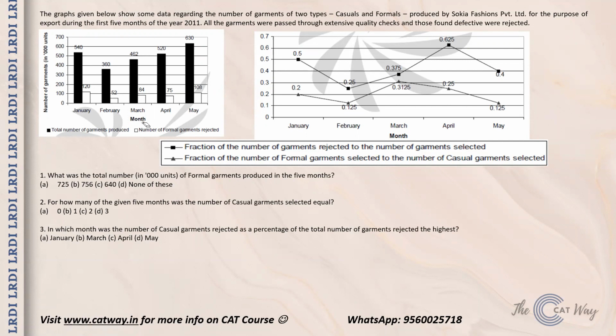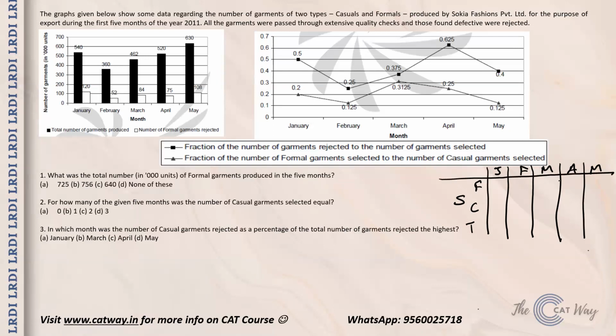So guys, the most basic thing here is that we are going to make our table. I will make the table in two places because of lack of space. So you have the selected garments, for formals and casuals, and then you have the months January, February, March, April and May. Then there is the total column. So let us understand how we are going to fill it.